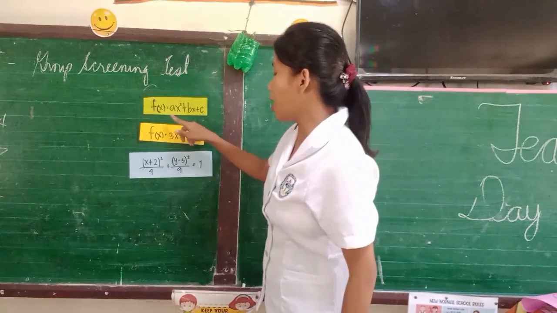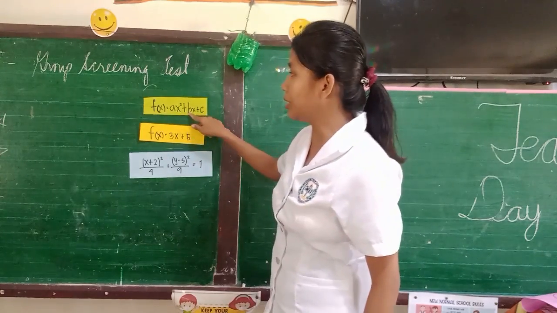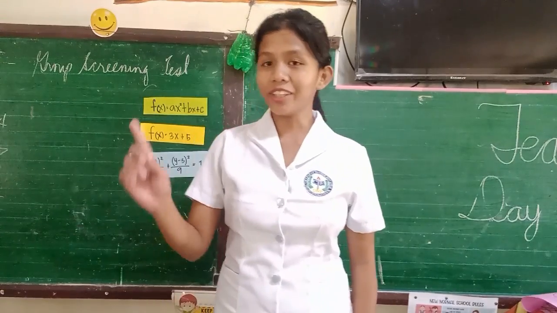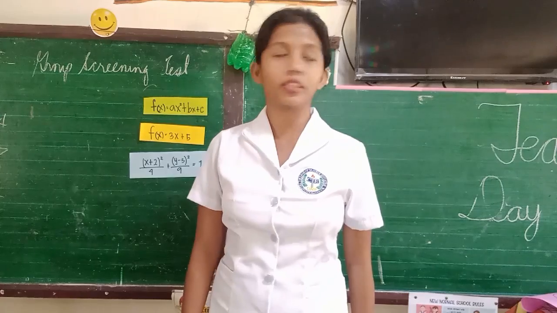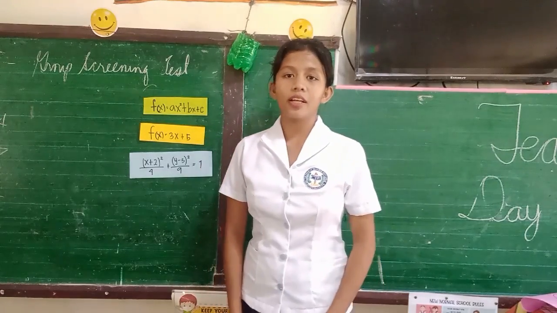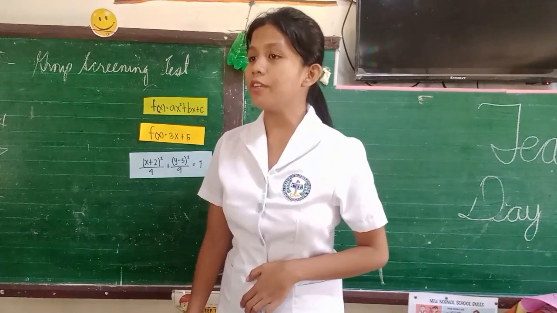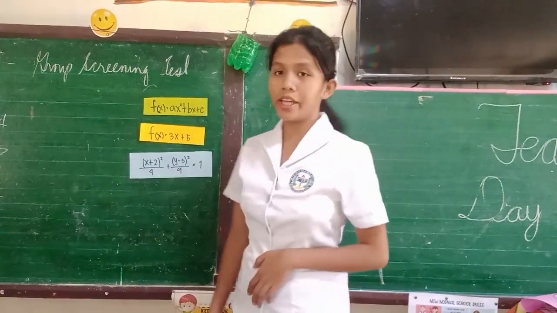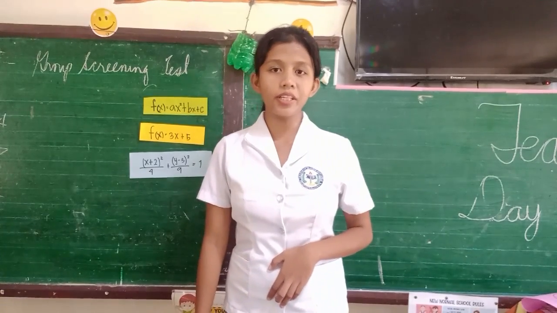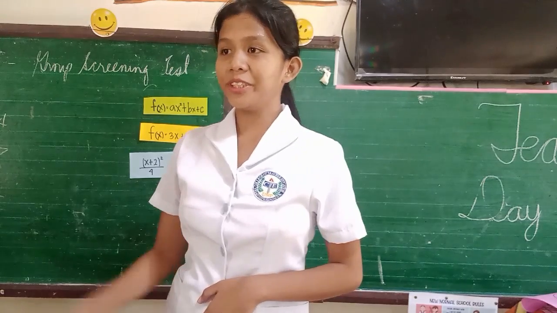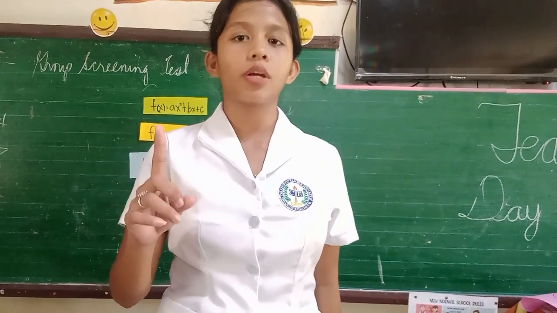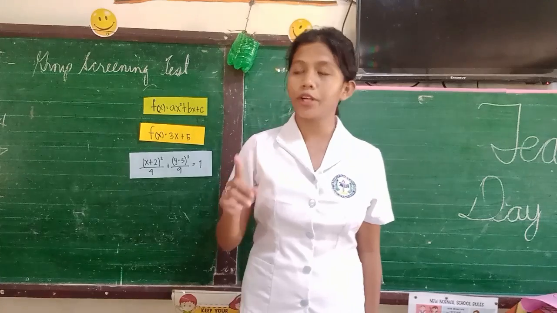Number 1, f of x equals ax squared plus bx plus c. Anyone? Yes, dear. You're correct. It is a quadratic function. Anyone who can remember what a quadratic function is? Yes, dear. You get it right. A quadratic function is a polynomial function with one or more variables, in which the highest exponent of the variable is 2.